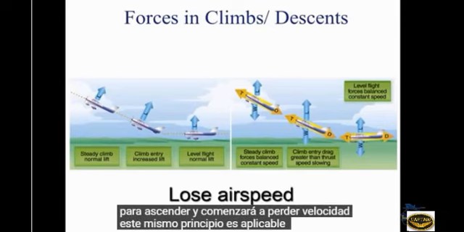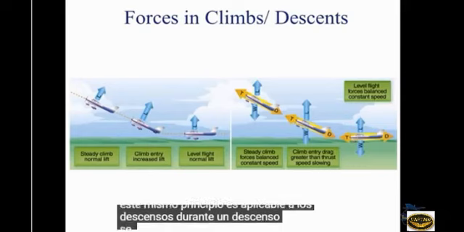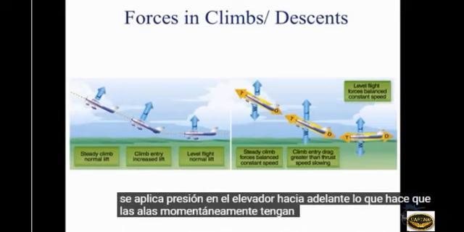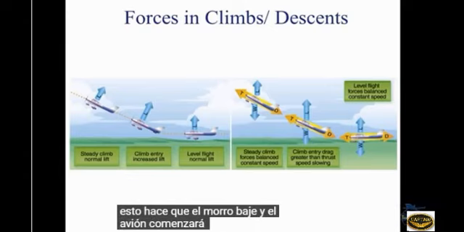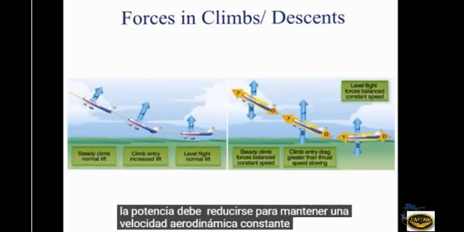This same principle is applicable to descents. During a descent, elevator pressure is applied forward, which causes the wings to momentarily have less lift. This causes the nose to drop, and the airplane will start to descend. This time, the power must be reduced to maintain a constant airspeed.